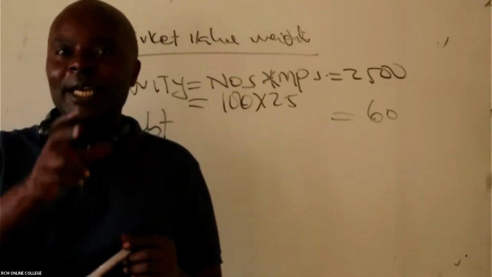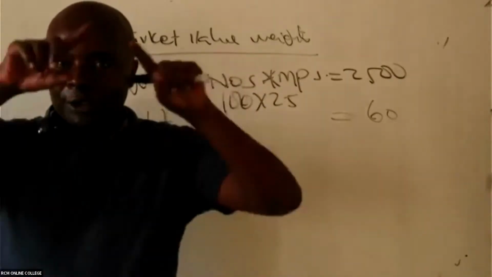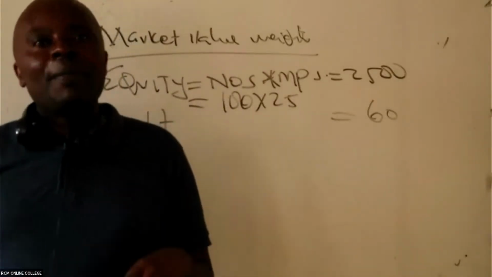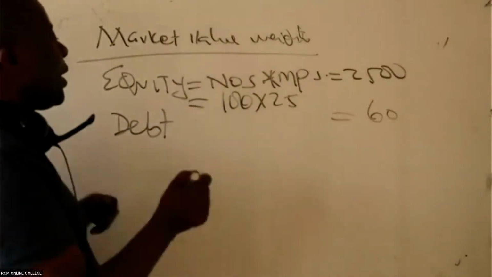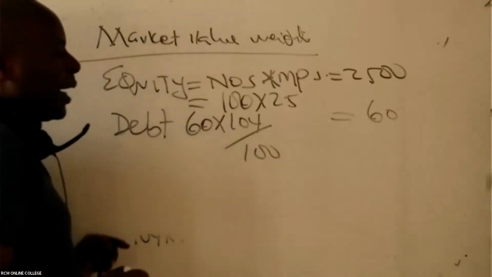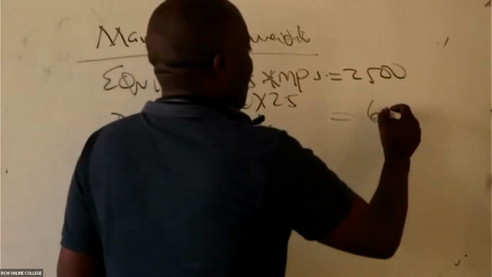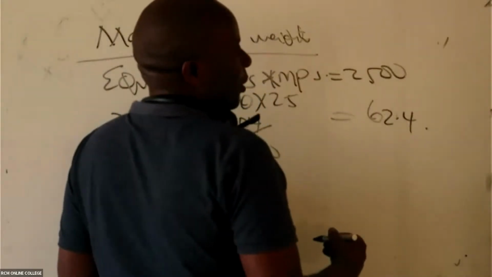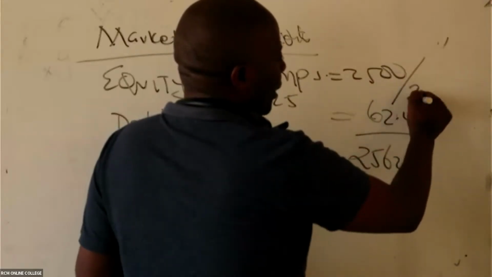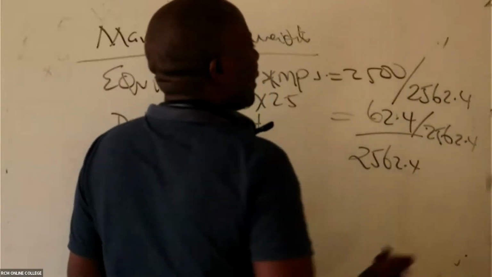It is for you to know that if the market price is 104, then automatically the par value declared on the loan, the 100 loan, will be 100. So how do we get the market value? It will be 60 times 104 per 100, which gives us 62.4. So now once I have 2500 and 62.4, I can easily change these to weights by dividing each by the total.